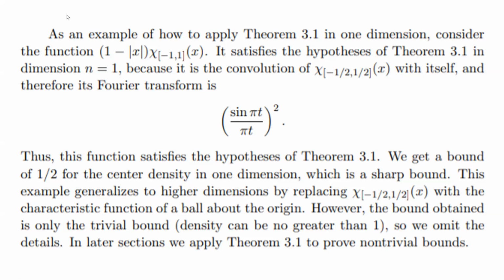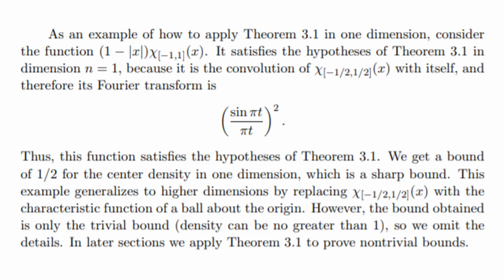And so here, does anybody know what chi of [-1, 1] is? 1 in that region, 0 elsewhere. Perfect, it's the indicator function. It's 1 for x in that region and 0 otherwise. And so if you look at this function, it's clearly going to be positive up to 1, it'll be 0 at 1, and then it'll be negative beyond that. So you can then look at its Fourier transform. Its Fourier transform, this is extremely famous, is the sine of pi t over pi t, squared. And that is clearly non-negative.